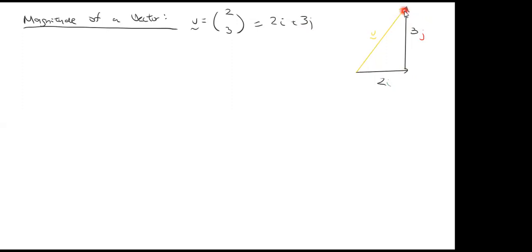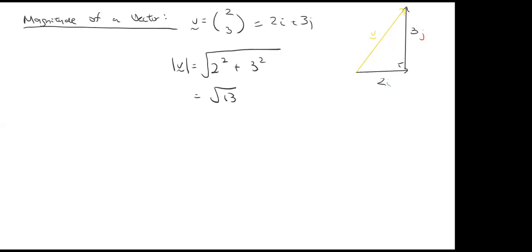Now, how do I work out the magnitude of this vector? Can you see graphically how that would be accomplished? Pythagoras, right? This would be accomplished through Pythagoras. So it's going to be the square root of 2 squared plus 3 squared, which shouldn't give you any trouble. It should be square root of 13.